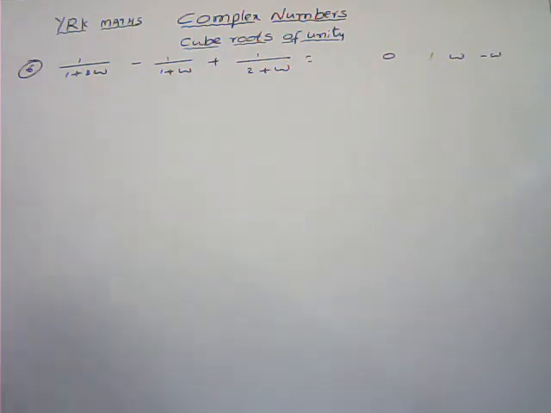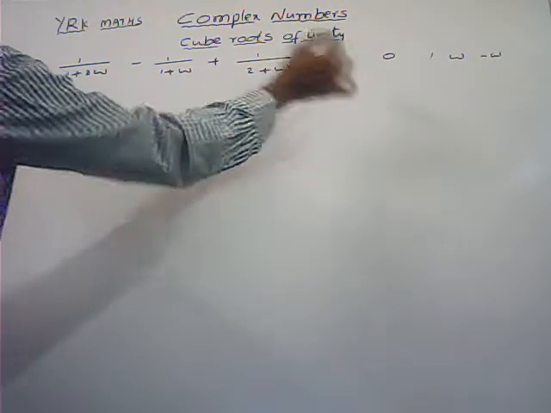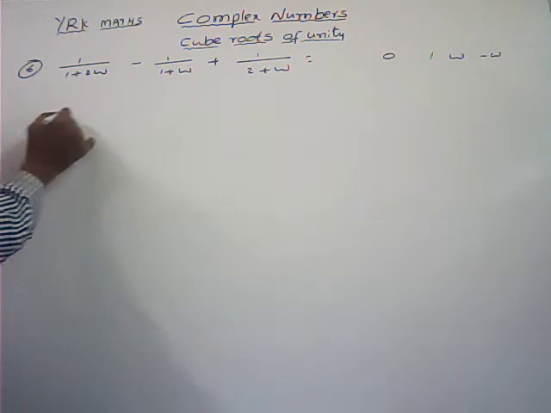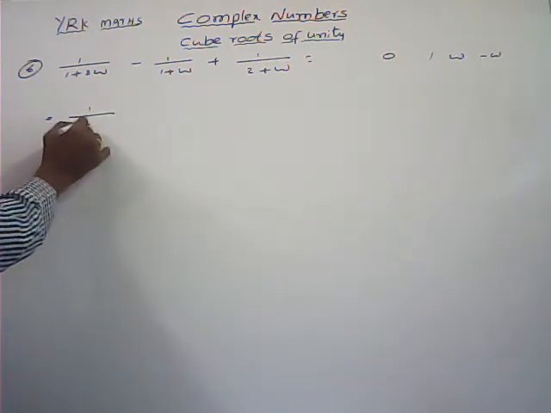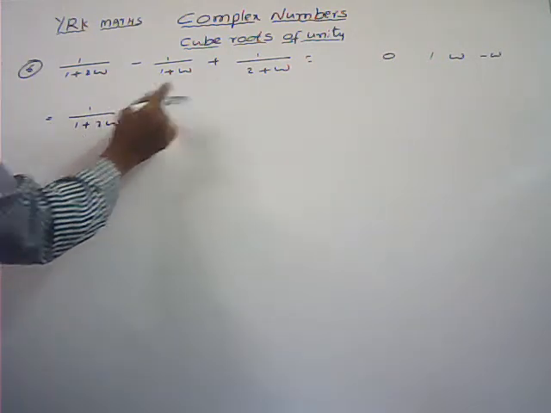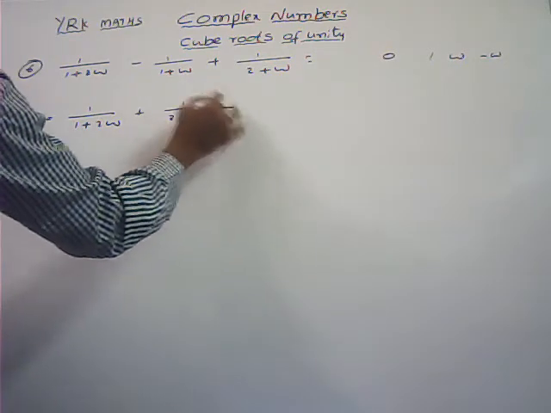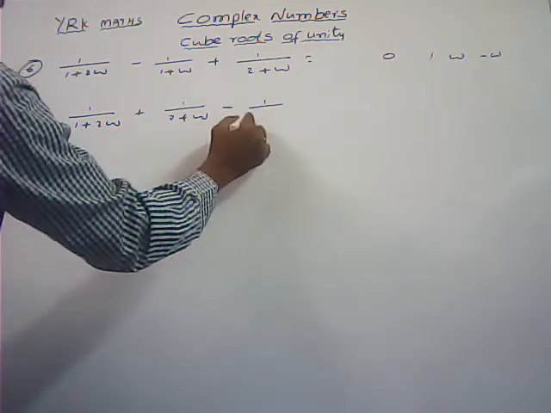The value of this one. Here those are the options: 0, 1, omega square. Here this one keep the same, plus, first I am writing the positive term, next I am writing the negative term.